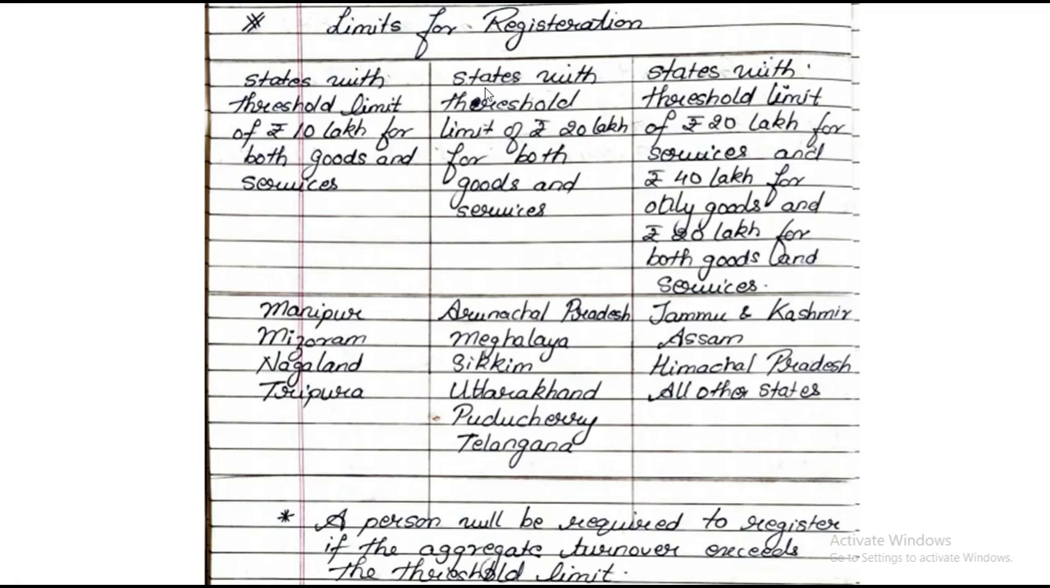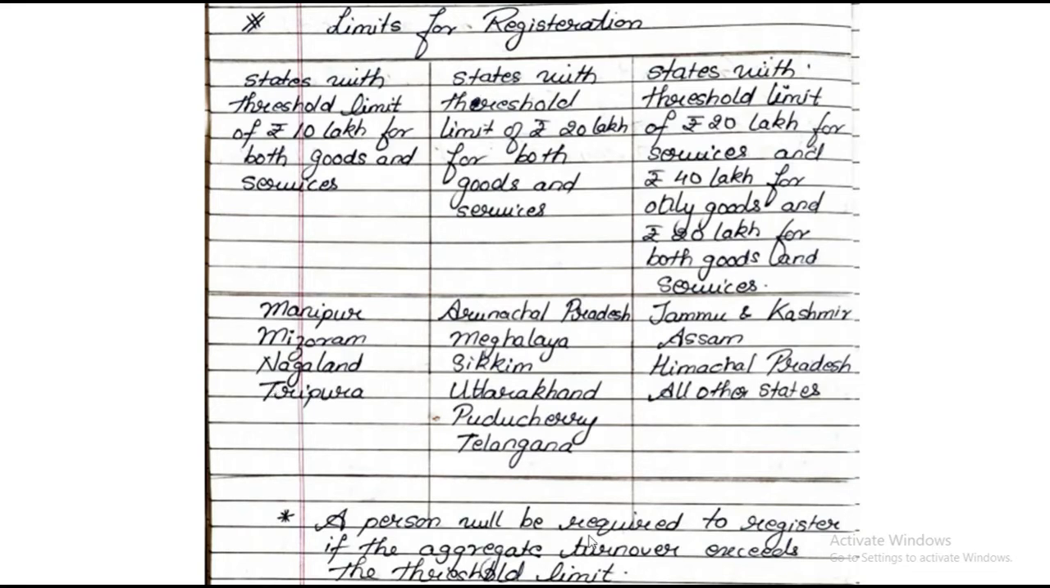So number one, if you're from MMNT states, the limit is 10 lakhs. If you're from Arunachal Pradesh, Meghalaya, Sikkim, Uttarakhand, Puducherry, Telangana, 20 lakhs is the limit. And for the rest of India, if you're only dealing in services, it is 20 lakhs. If you're only dealing in goods, it is 40 lakhs. And if you're dealing in both, again, it is 20 lakhs. This is the only threshold limit that you all need to remember.